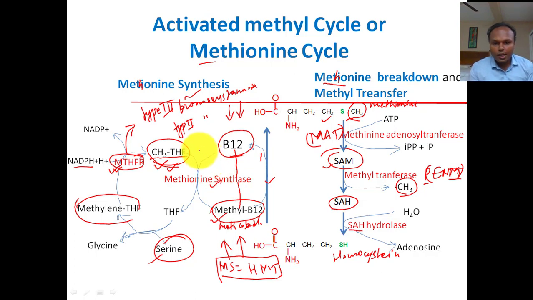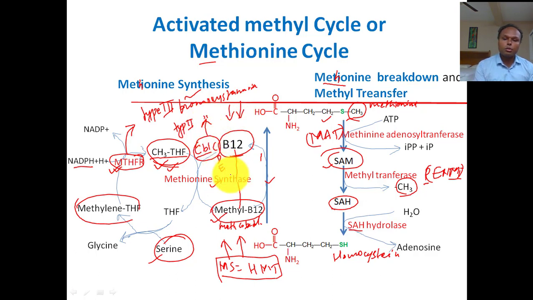proteins. These proteins are called cobalamin, CBL proteins. So cobalamin proteins are required. There are C, D, E, and these proteins are required. Generally, the C proteins are deficient in this methylcobalamin metabolism. Generally, this C protein deficiency will cause type 2 homocystinuria.